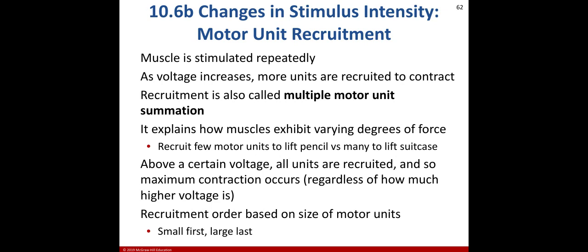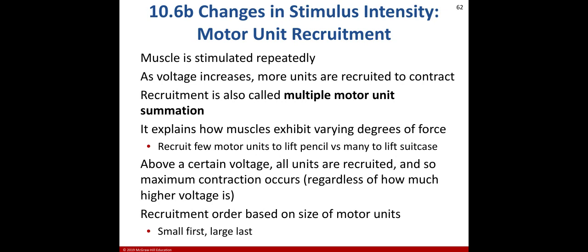You can have muscles that are stimulated repeatedly, and then as the voltage increases, more units are recruited to contract. And we can call this recruitment, or multiple motor unit summation. That's really how we can explain that muscles can have varying degrees of force. So it doesn't take very many motor neurons to move a pencil, but you'll need to recruit more motor neurons to lift up your heavy suitcase.